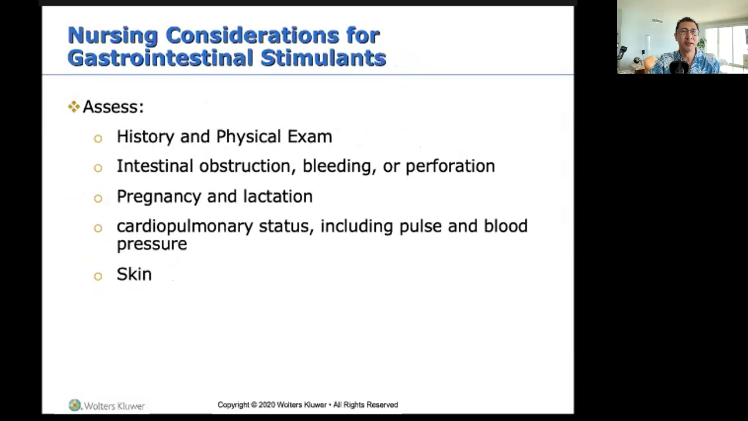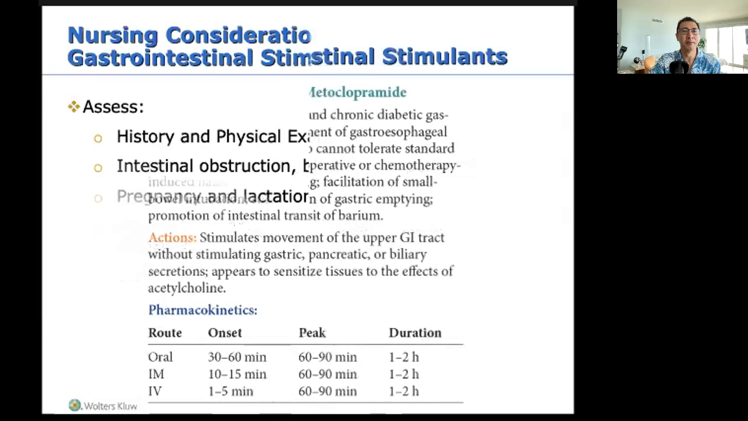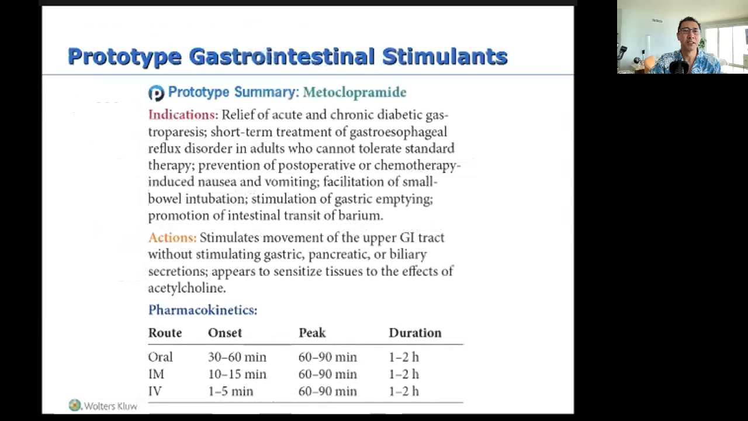Nursing considerations, nothing here. It's about the same. As I said earlier, you do not need the pulse and blood pressure prior to administering this laxative. Maybe we should, just because, or I mean GI stimulant. Reglan.